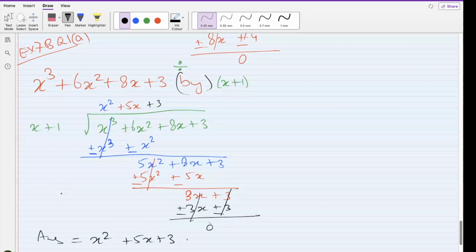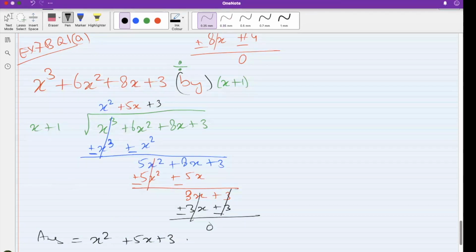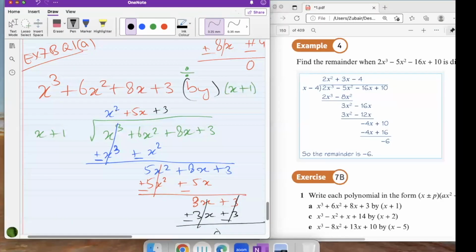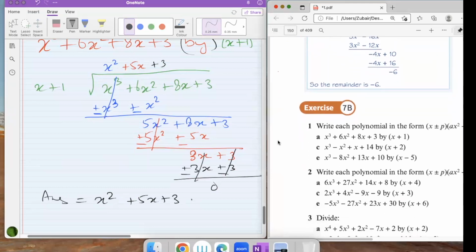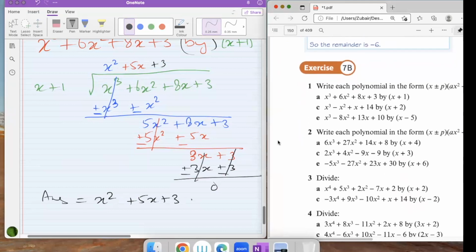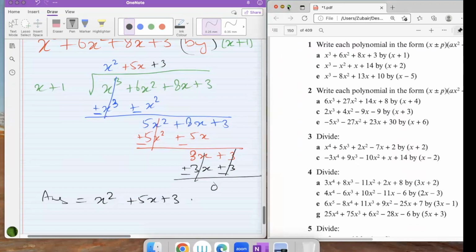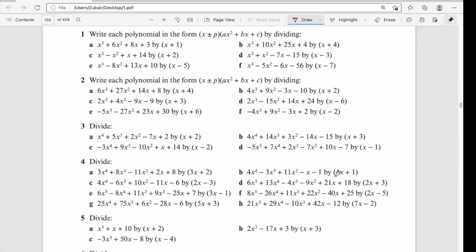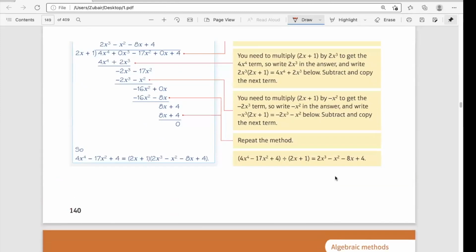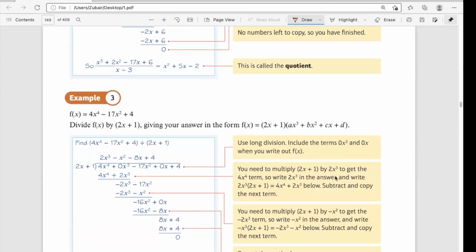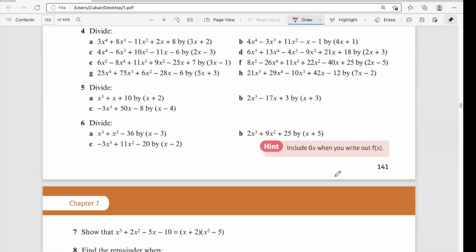There's one more method which is known as synthetic division. Normally it is not given in the books, so I'll have to check if it is allowed to use or not. That is an even quicker method. Let me just have a quick overview. What else is required? Divide this, long division.